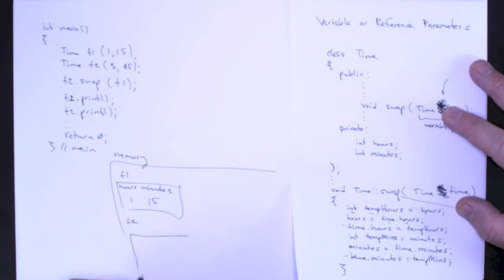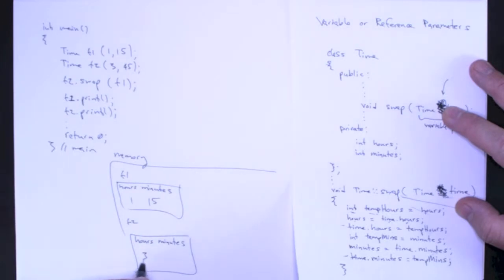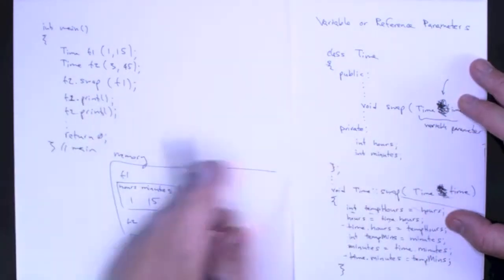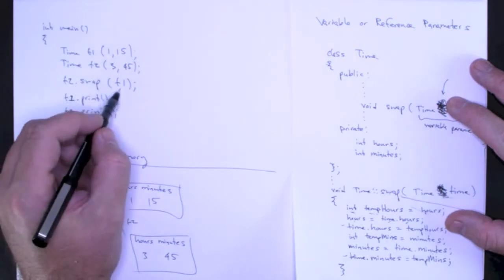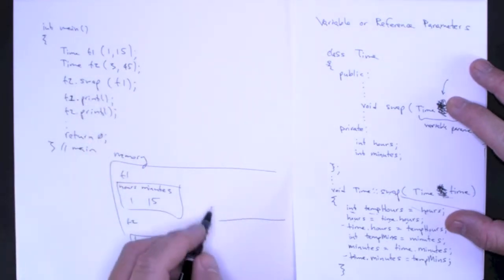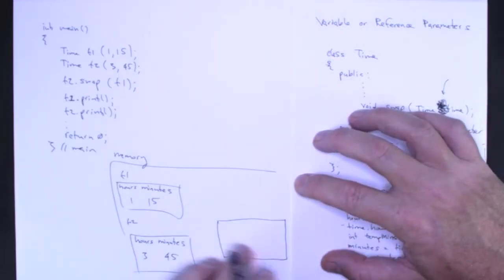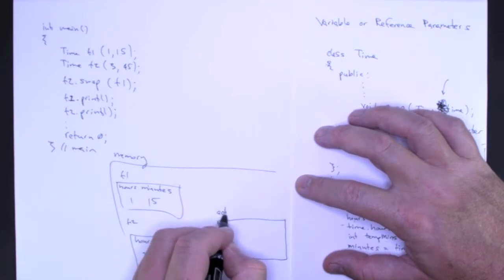T2 is an object consisting of hours and minutes, and its explicit constructor sets hours and minutes to 3 and 45 respectively. Okay, so now we're going to call swap. Time is a value parameter. So what we're doing here is we're going to pass in a copy of T1. It's no longer going to be another way of referring to T1. It is a completely different copy.